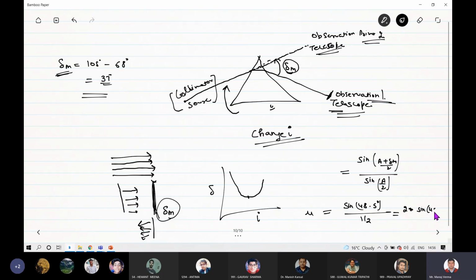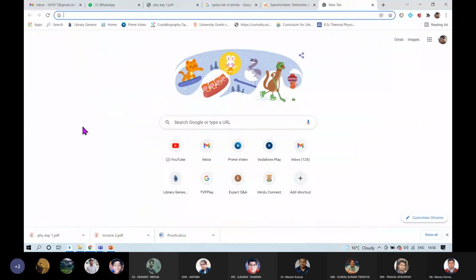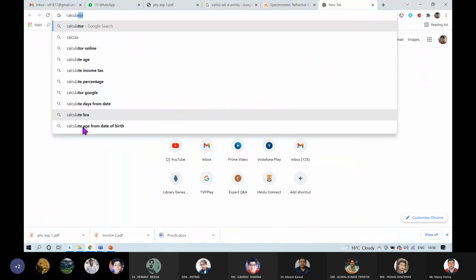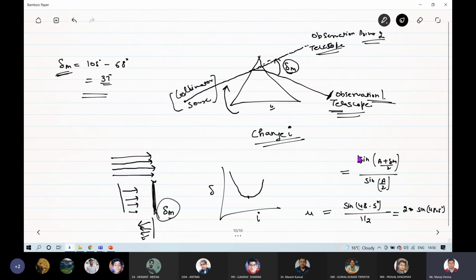sine 48.5, right? So if I calculate the value of sine 48.5, in degrees, sine 48.5 will be equal to 0.748. So mu will be equal to twice of 0.748. So it will be roughly around 1.5. Yes, and the refractive index of glass, as this prism is made of glass, is around 1.5.